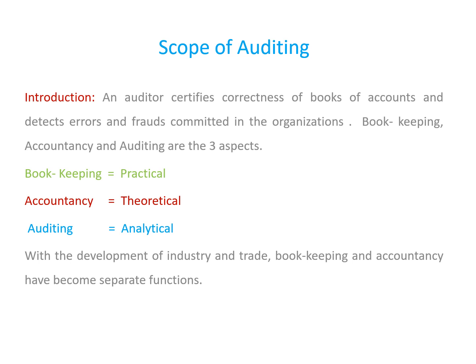Firstly, we are concerned with scope of auditing. An auditor plays a major role in audit work. An auditor certifies correctness of books of accounts and detects errors and frauds committed in the business organizations. Business organizations are the organizations which are providing different types of services to the society.